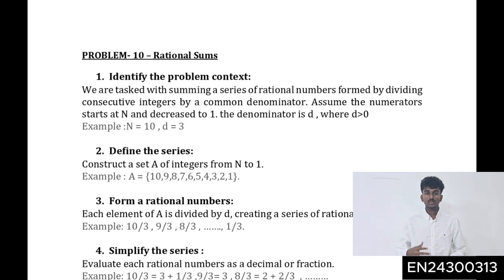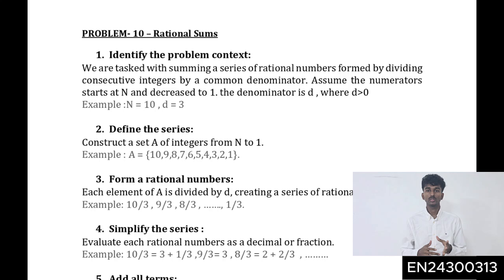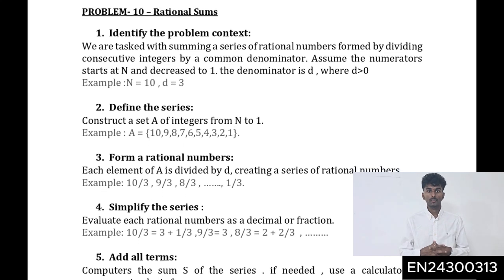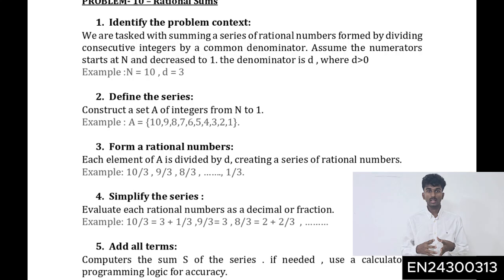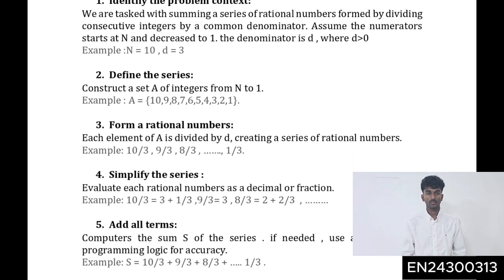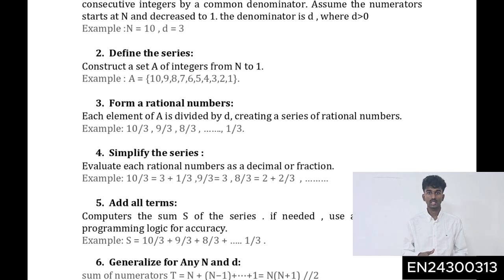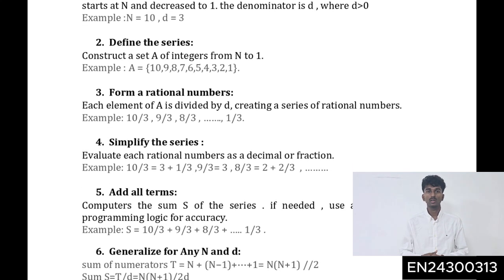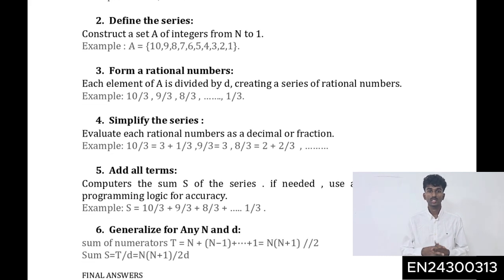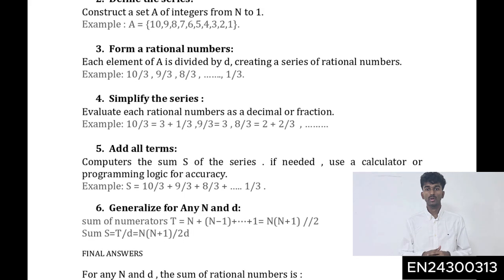The task focuses on calculating the sum of a series of rational numbers derived from a sequence of integers divided by a constant denominator, starting with a numerator n that decreases to 1 and a denominator d greater than 0. A series is constructed by dividing each integer in the set by d. For example, if n equals 10 and d equals 3, the series becomes 10 by 3, 9 by 3, 8 by 3 up to 1 by 3.